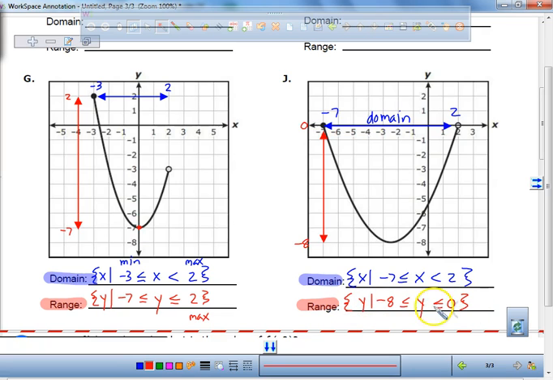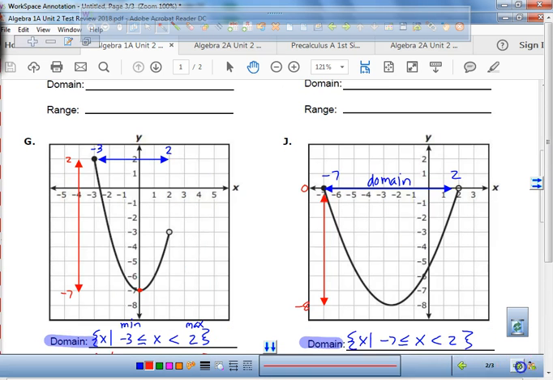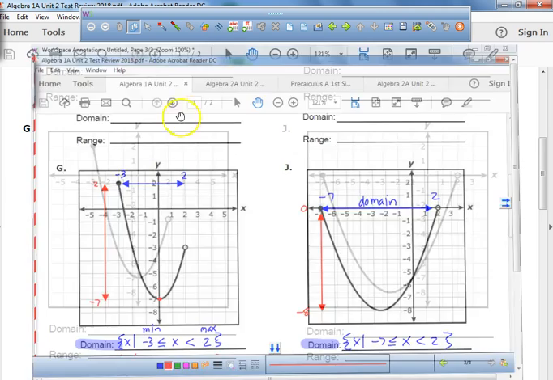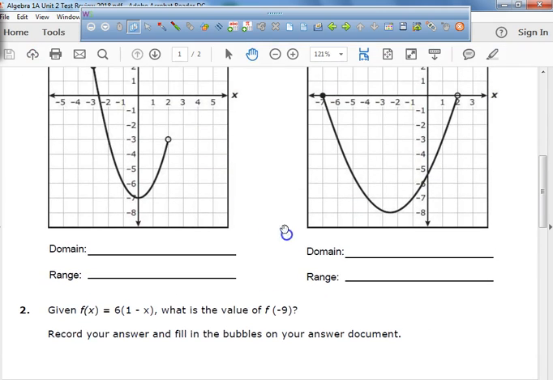Okay? Why can I say equal to 0? Because it's not equal to 0 right here, because that's open. But it is equal to 0 right here, because it's closed in. All right? So those are your answers, all in set builder notation. There's the first 2. There's the last 2.